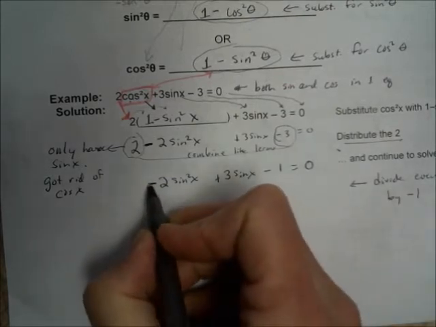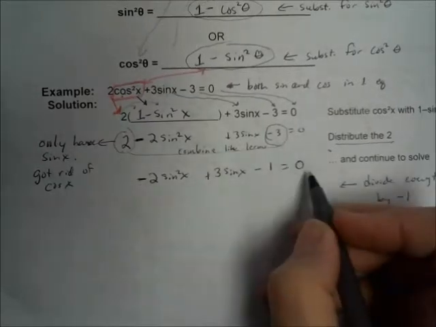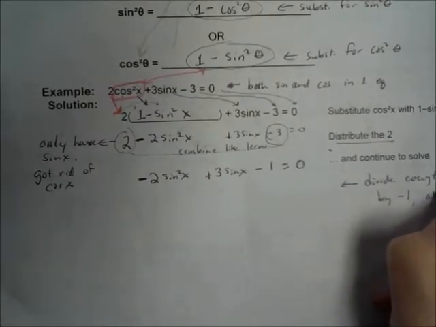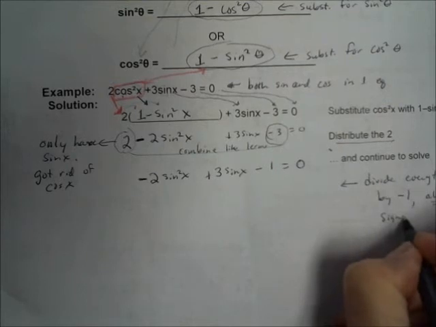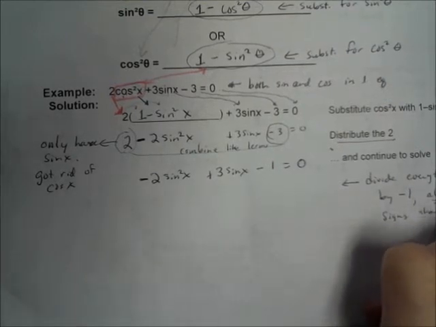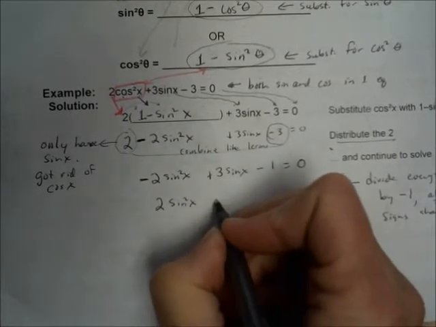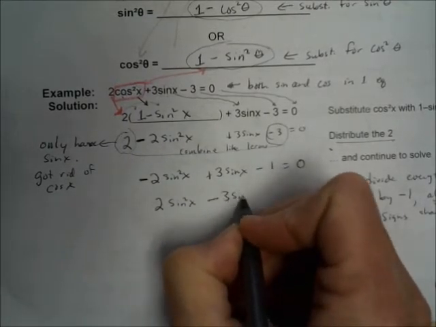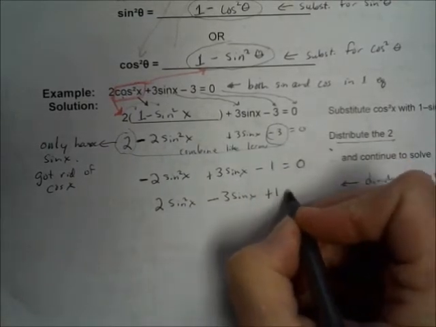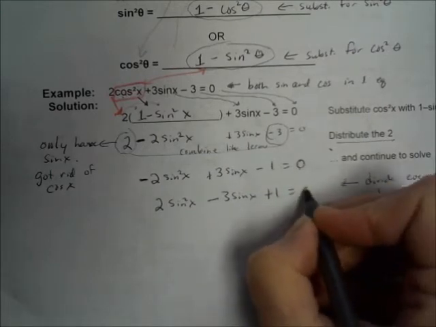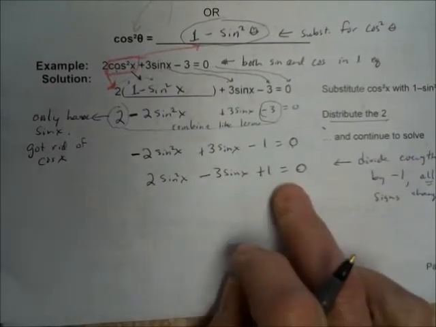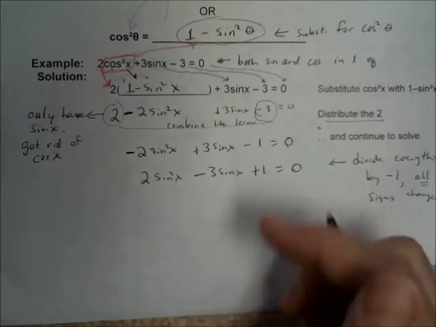That's so we can get a positive leading coefficient instead of a negative. So all signs change. This becomes a positive 2 sine squared of x. This becomes a negative 3 sine of x. And this becomes a positive 1 equals 0, because 0 divided by negative 1 is still 0. And now we have something that looks like what we did yesterday.